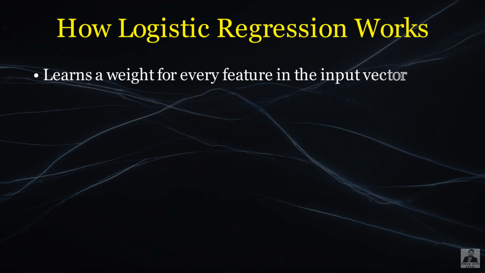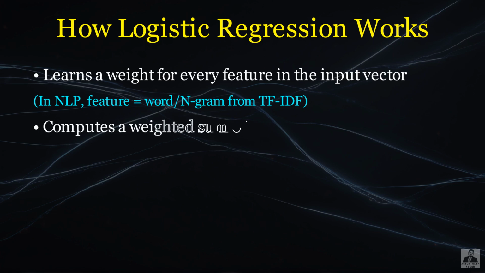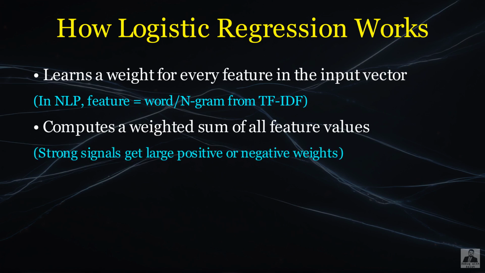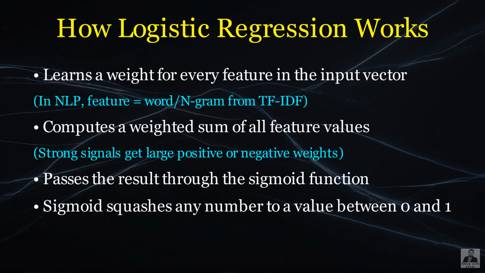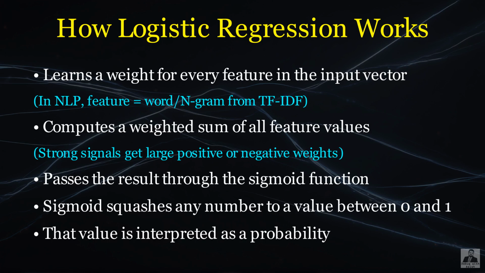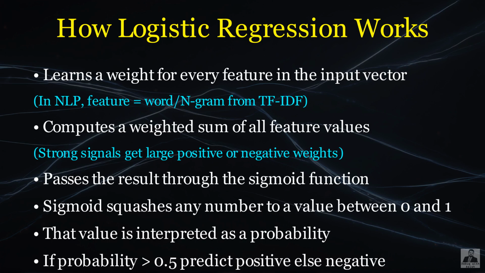Logistic regression learns a numerical weight for every feature in the input. In NLP, each feature is a word or n-gram from the TF-IDF vector. It computes a weighted sum of all feature values. Words that are strong signals for a class get high positive or high negative weights. This sum is then passed through the sigmoid function, which converts any real number into a value between 0 and 1. We interpret that value as a probability. If it exceeds 0.5, we predict the positive class.